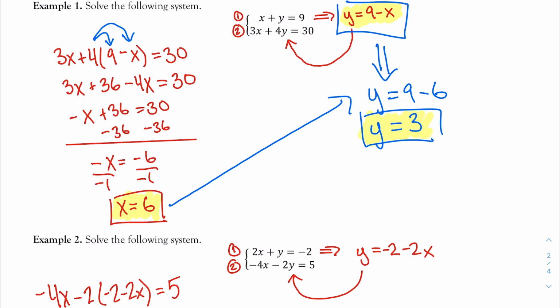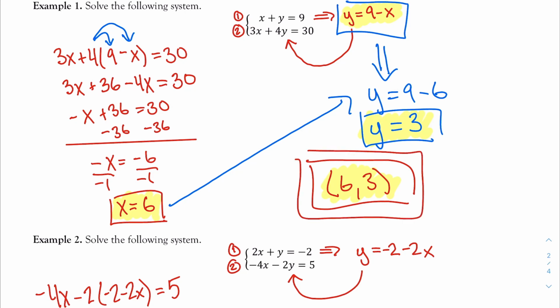The last thing I'll do is express my answer as an ordered pair, x comma y, with my parentheses. So I have my final answer. I'll double box it for us. This means whenever I plug in 6 comma 3 into equation 1, it's true. If I plug 6 comma 3 into my second equation, it's also true. You can check this answer if you wanted to. You will see that it is in fact true. So we are done with example 1 through substitution.